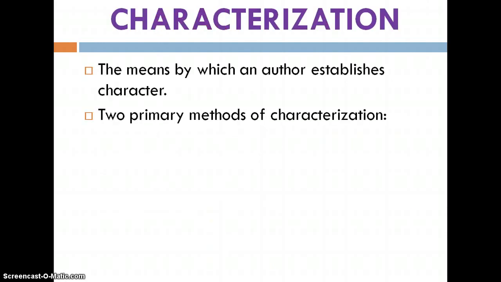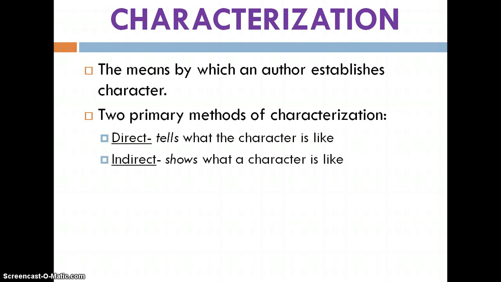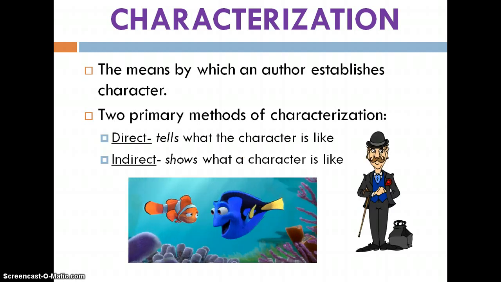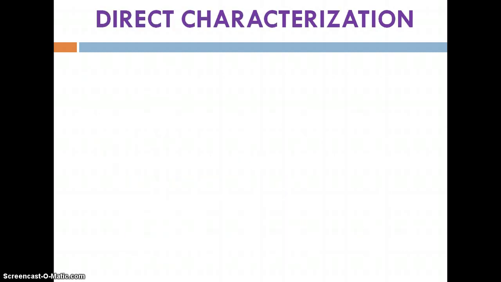Characterization is the means by which the author establishes the character, creates that character for you as the reader. And there are two primary ways that the author does this, and that's directly telling you what they're like, and indirectly showing you what they're like. Setting it up so that you can tell what they're like without directly saying it in so many words. Okay, so let's talk about those a little bit more.